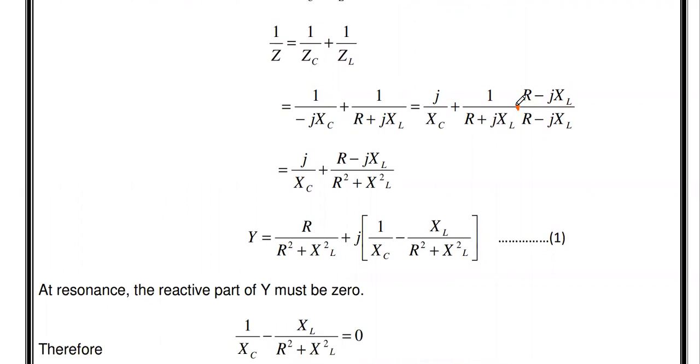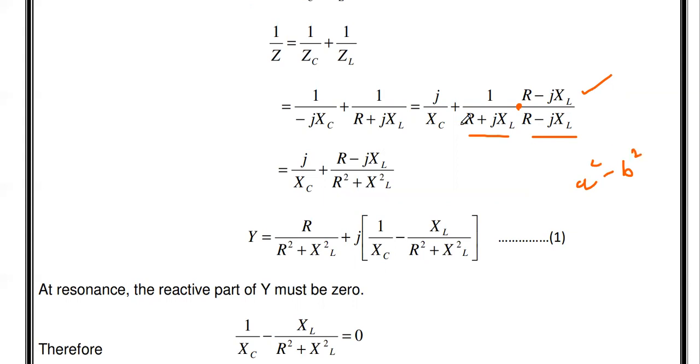In the second term, you multiply both numerator and denominator by the complex conjugate of this denominator term, in order to separate the real part and imaginary part. So R plus jXL, you multiply with the complex conjugate R minus jXL, to both numerator and denominator. The numerator is 1 into R minus jXL. The denominator R plus jXL times R minus jXL is in the structure of A plus B, A minus B. So what is the product of A plus B, A minus B? A squared minus B squared.